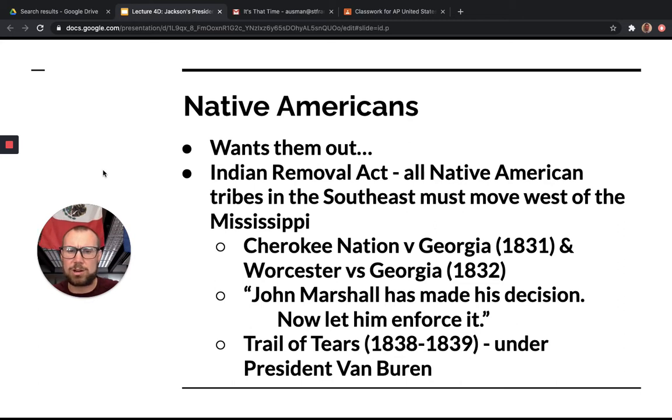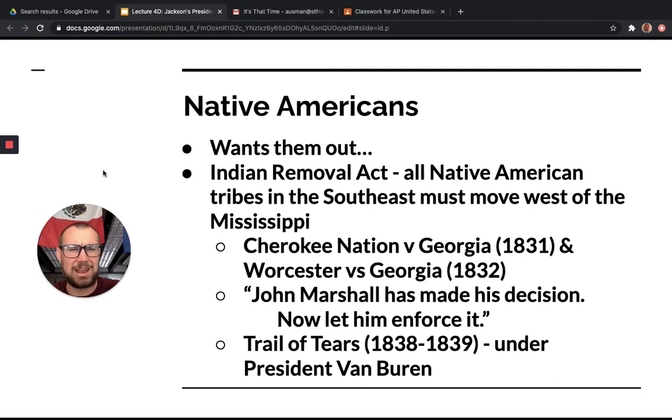Now, there are some court cases that are attempting to fight this, and the court and John Marshall are very wishy-washy. You get Cherokee Nation versus Georgia, which basically says that the Cherokee Nation has no right to be in the Supreme Court because it is a foreign nation. But then you get Worcester versus Georgia, and it says that states have no right or jurisdiction to move them. Only the federal government does.